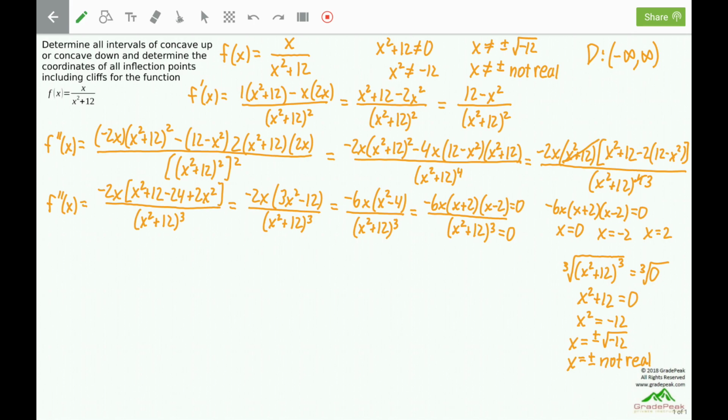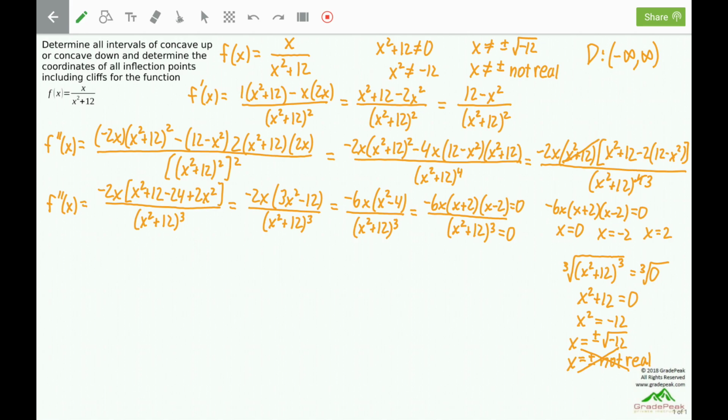We want to check to see which of these are in the domain. Well, x equaling a non-real number will not be in the domain of real numbers, so we can cross that out. But the x equals 0, x equals negative 2, and x equals positive 2 are all real numbers. They are in the domain, and they are all going to be candidate numbers to be possible inflection points.